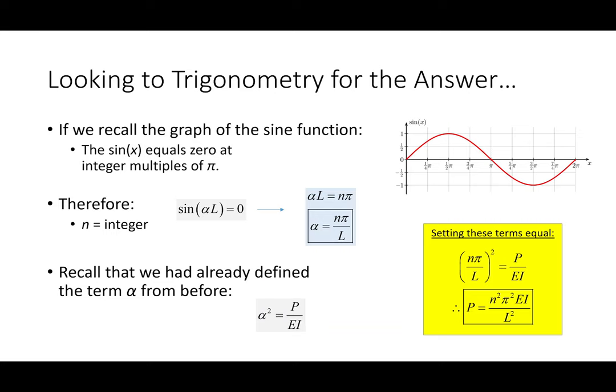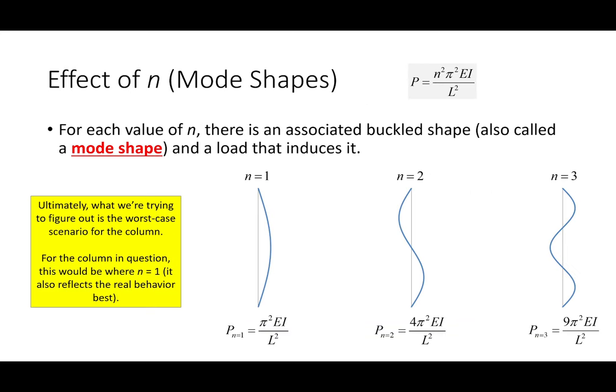And so some of you might be asking, well, what do we do with that? What is the integer? The integer corresponds to what's called a mode shape. So different values of n will propagate different loads that will cause different types of buckling.